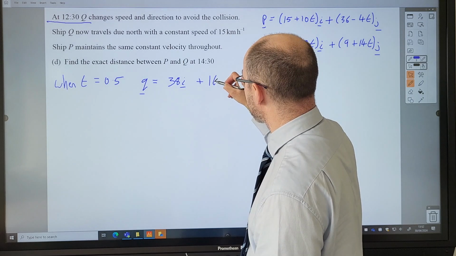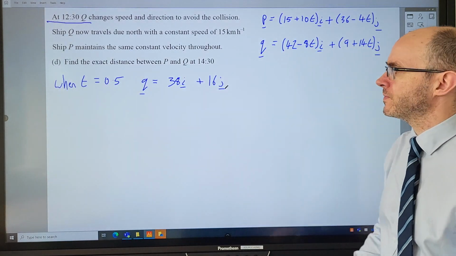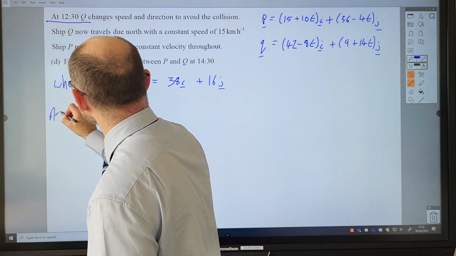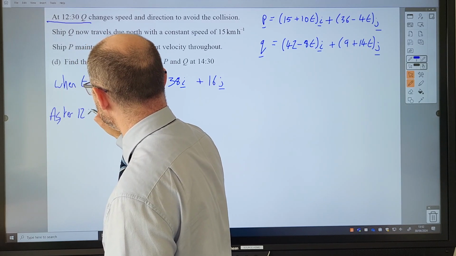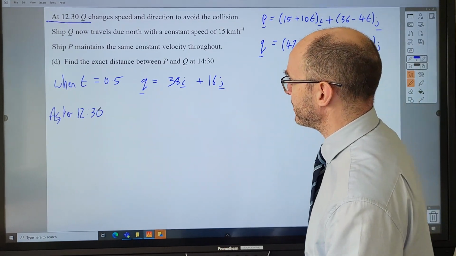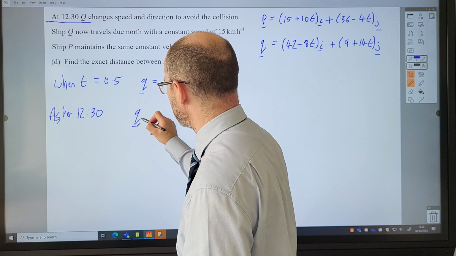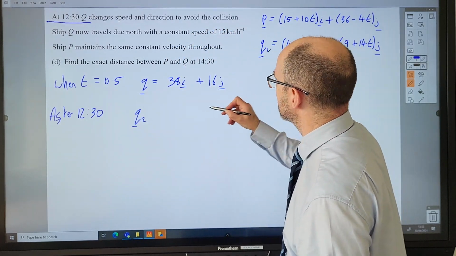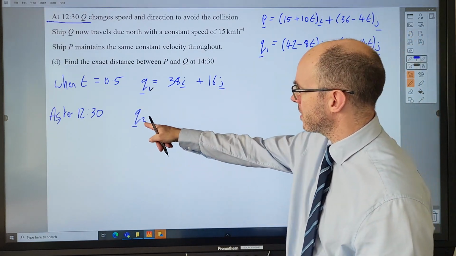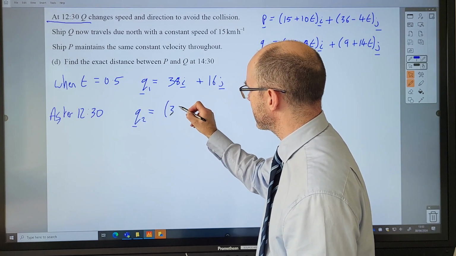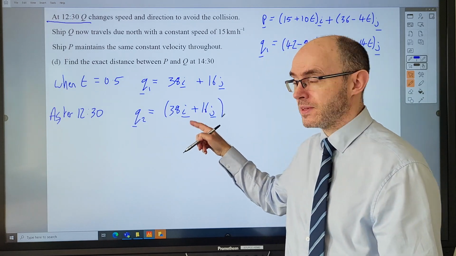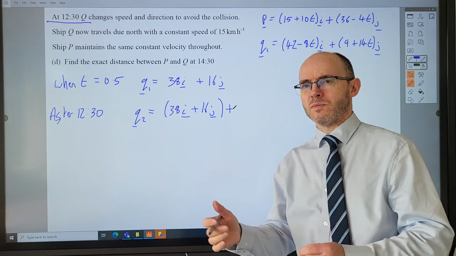Okay, right, that's where Q is after 0.5 hours at 12:30. Okay, then after 12:30, we're going to have to work out what the new expression for the position vector of Q is going to be. All right. So I'm going to label that as Q2. If I call that Q1, so the original direction it was going in, after it changed its course, we'll call it Q2. So like before, you find an initial position vector. So at 12:30, we've decided it's going to be there. And then we're going to add to that the velocity vector multiplied by time.